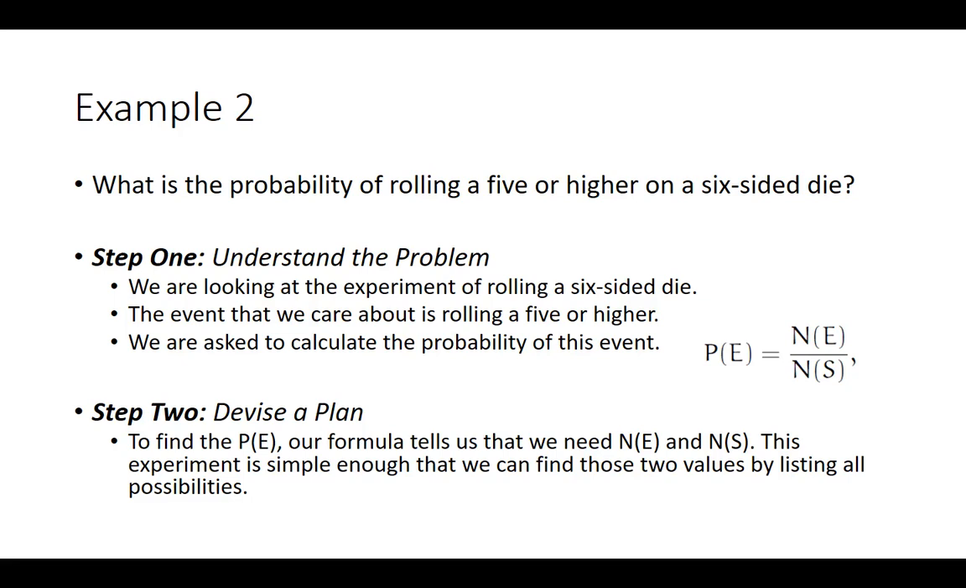Step 2, devise a plan. Since our formula says to find the P of E, the probability of the event, and our formula tells us that we need N of E and N of S, the number of things in the event space and the number of things in the sample space, this experiment is simple enough that we can find those two values by listing all possibilities.